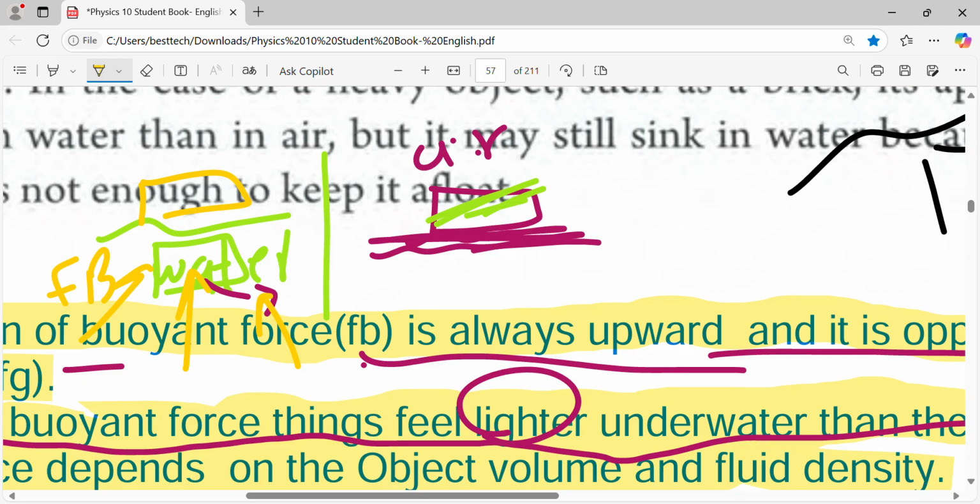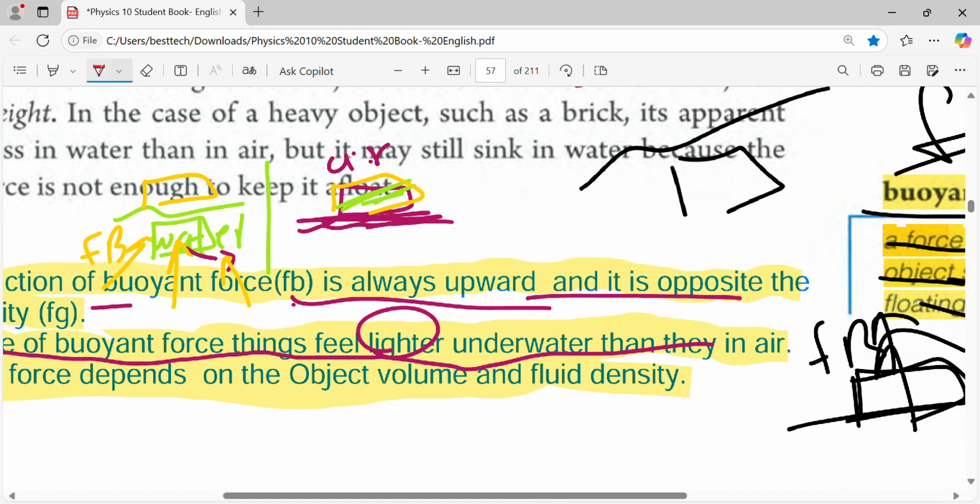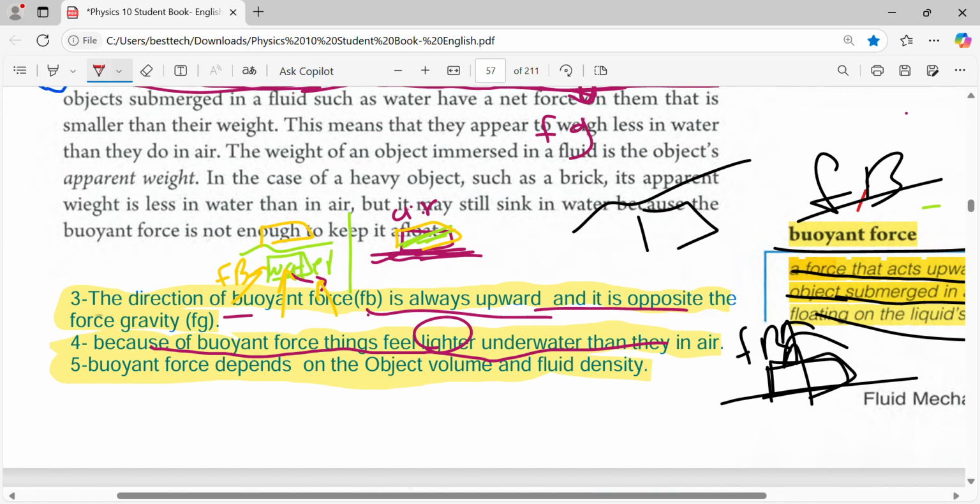But the other object is still on the surface of the water, without anything pushing, without force. That's why that object is not lighter, it's heavy. So this is important. Because of the buoyant force, things feel lighter under the water than in the air. Because under the water, the buoyant force acts on the object and pushes it up.